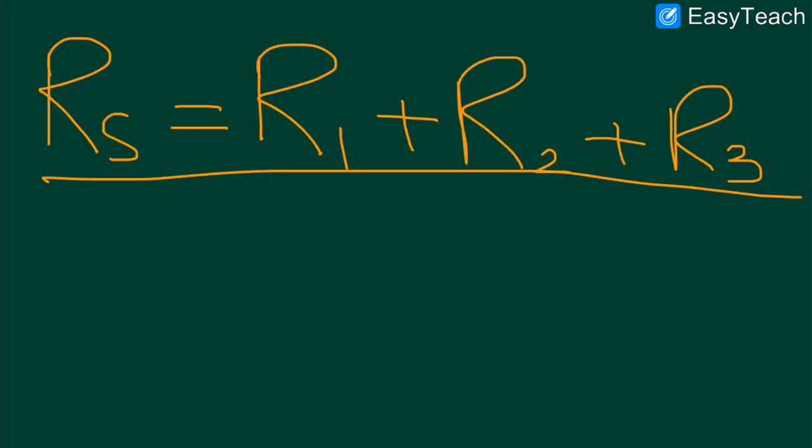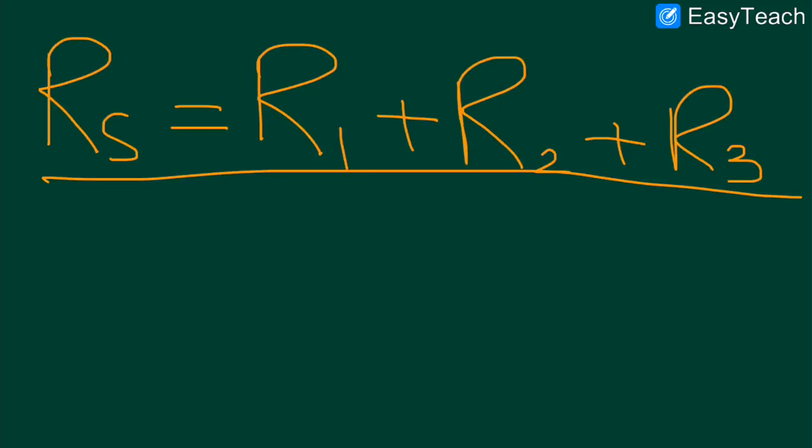So the statement of this very law will be: the net resistance, or the total resistance, or the effective resistance when a number of resistors are connected in series is equal to the sum of the individual resistances. So this is what the statement of the law of combination of resistors in series is all about.